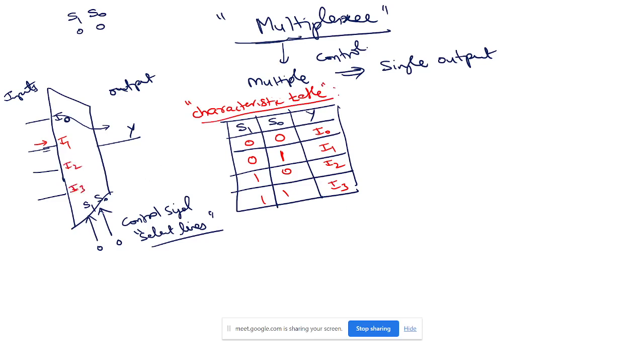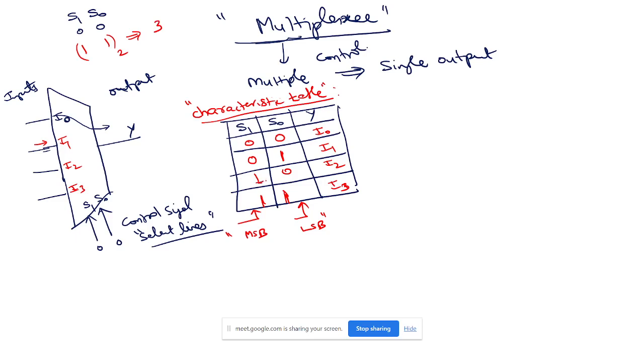I2, I3. Now here that number, this 3, is coming because I am considering S1 as MSB and S0 as LSB. Very, very important. This is the most critical step for any multiplexer. The majority of people will ignore this. If S1 is 1 and S0 is 1, then I3, correct? Only if I consider MSB and LSB. If I convert 1 1 binary into decimal, it is 3.